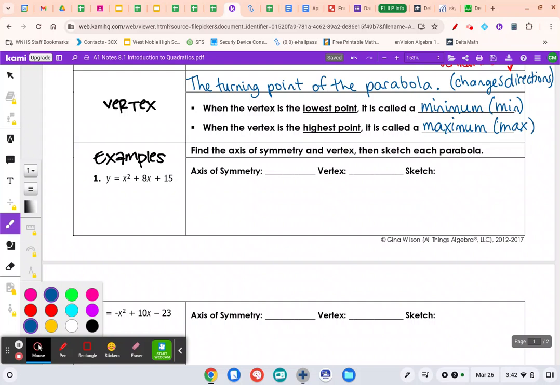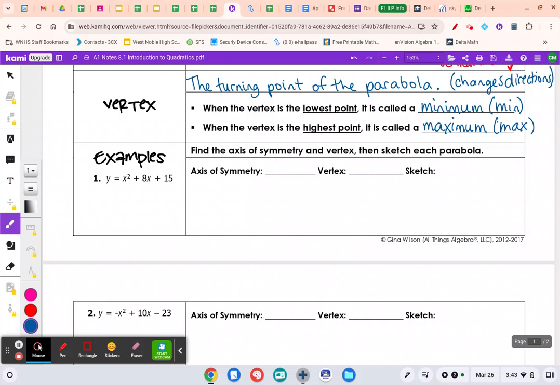Okay, so we're going to go through and we're going to find the axis of symmetry and the vertex, and then we're going to sketch it, okay? It's not going to look beautiful. I'm not going to use the Desmos anymore. We're just going to go through it as is, okay?